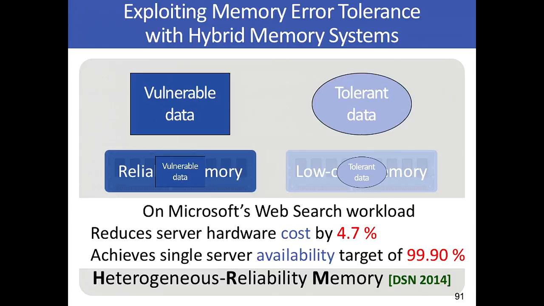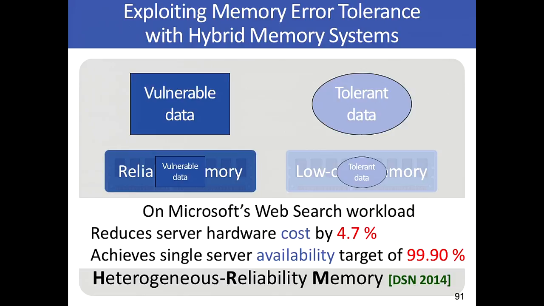So basically what Yixin did with the Microsoft Web Search workload is he manually partitioned the data. He did the hard work to figure out what's vulnerable and what's tolerant. Of course, that's a judgment call also. And he changed the web search workload such that the tolerant data goes to low-cost memory and vulnerable data goes to reliable memory. And if you do that, you can get rid of a lot of the error-correcting code that's in the system. That was one of our targets. And you can reduce the hardware cost by a significant amount, about 5% in this case. Remember, 5% is an important number. We'll get back to that.